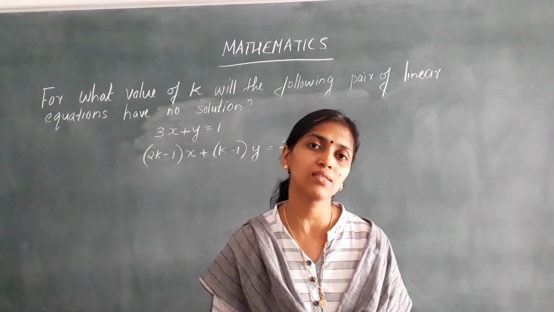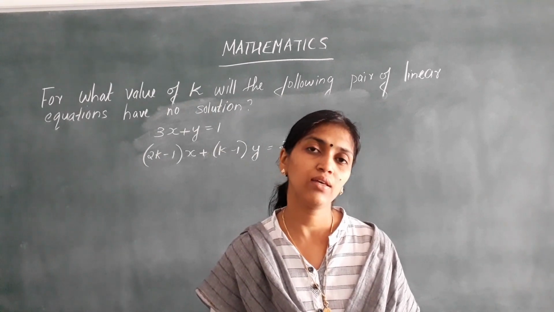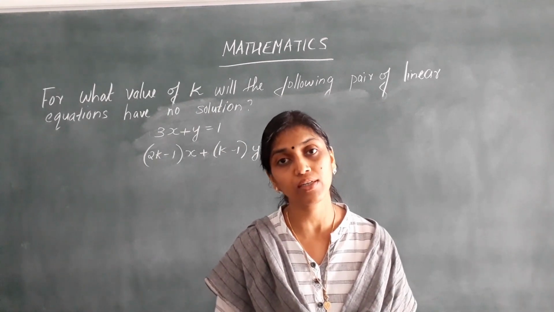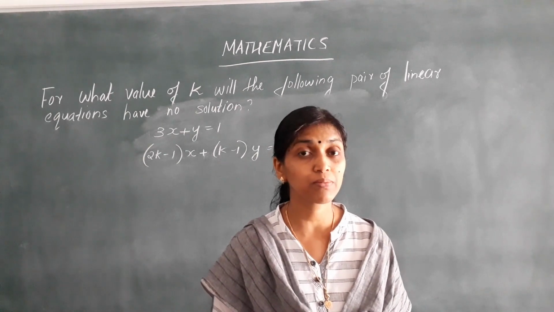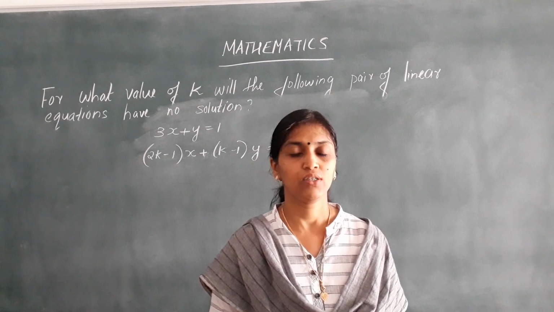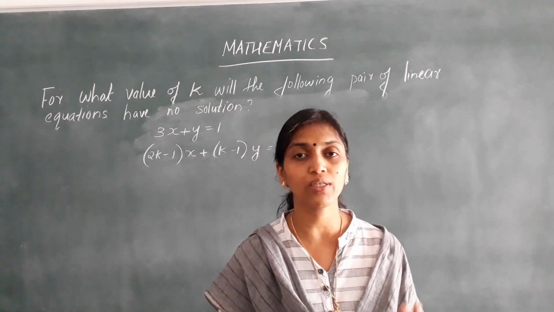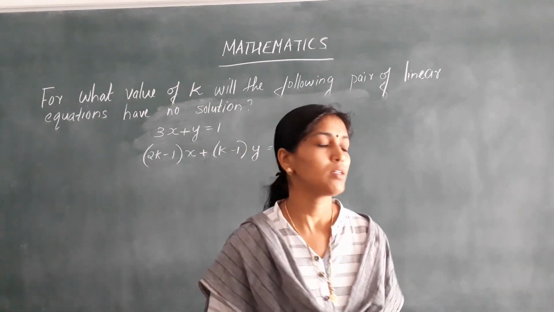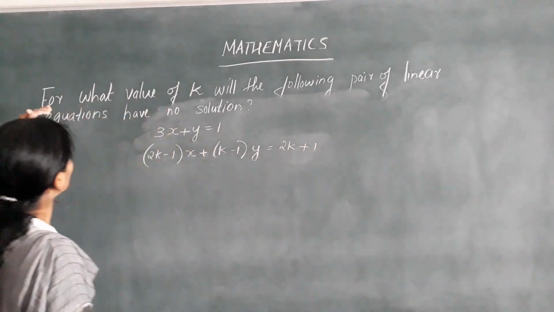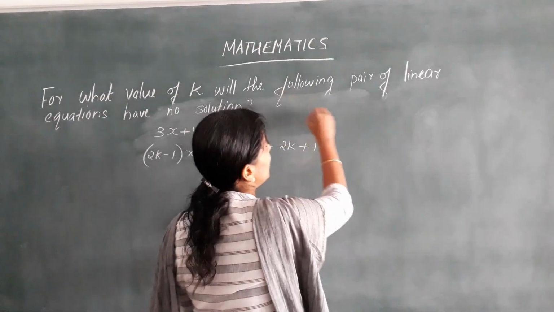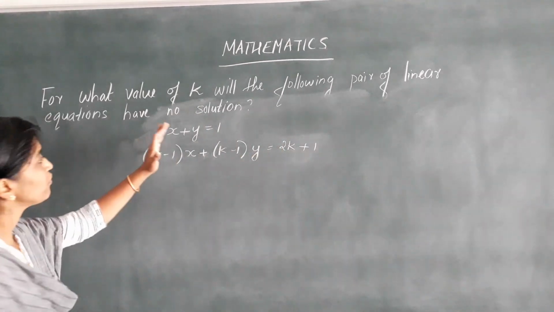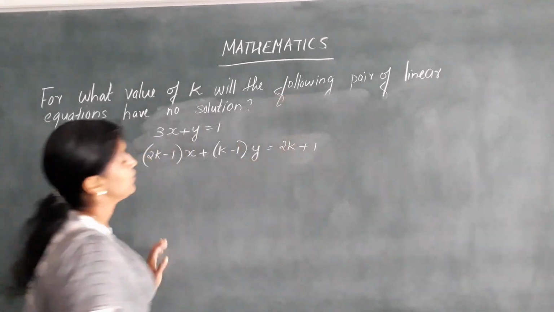Next question is to find the value of k for the given pair of linear equations when they have no solution. No solution means the parallel lines case. You are asked to find the value of the unknown in the pair of linear equations. Let's see the question. For what value of k will the following pair of linear equations have no solution?